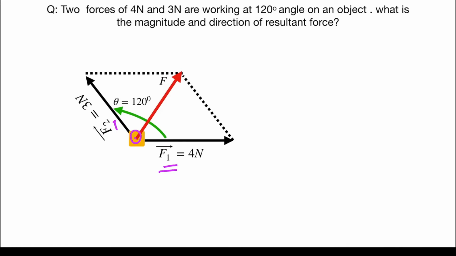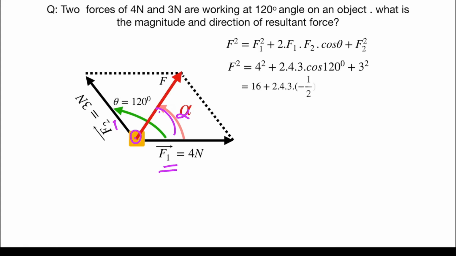The magnitude of this vector and the direction can be measured by the actual drawing on a scale, by measuring the length of this vector and the angle alpha here. And the same thing can be found out by using the formulas which we have derived. So here force F square is equal to F1 square plus 2 F1 F2 cos theta plus F2 square. We can put the values, and by solving this equation we will get the magnitude of the resultant force, which is under root 13 Newton.